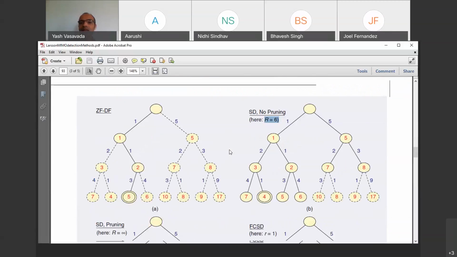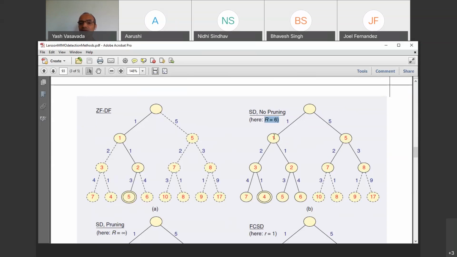And so the idea behind sphere decoding is that I will set some radius and I will keep on examining all the branches of this binary tree. But if I reach a branch whose end metric becomes more than r, then I can get rid of all the subtrees below that particular node, because all the nodes below that are going to have their metric greater than 6.